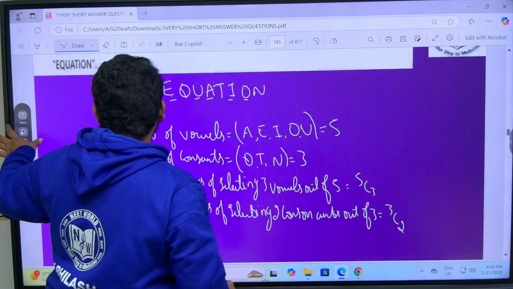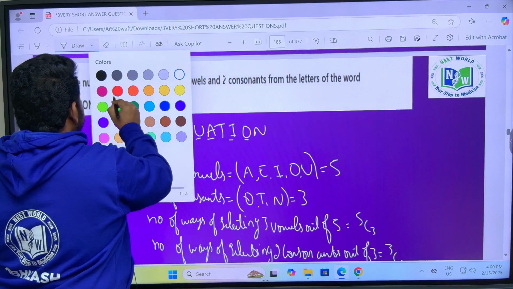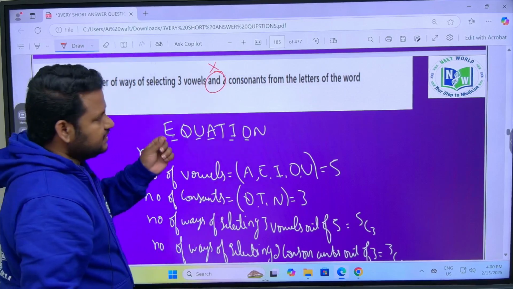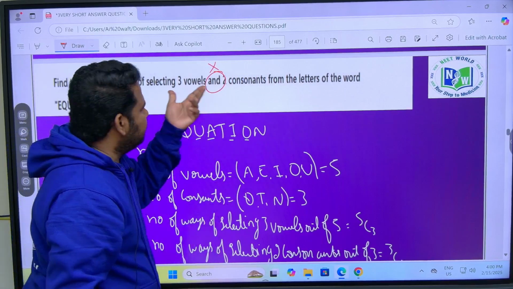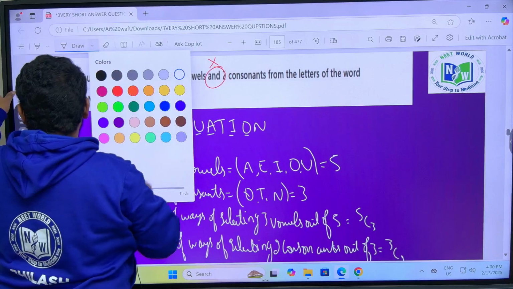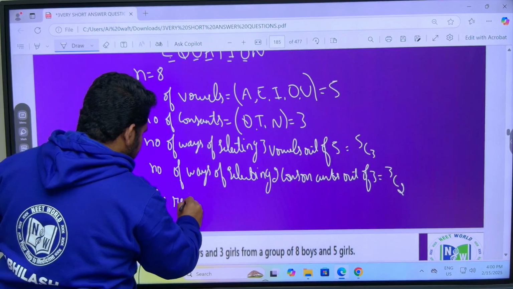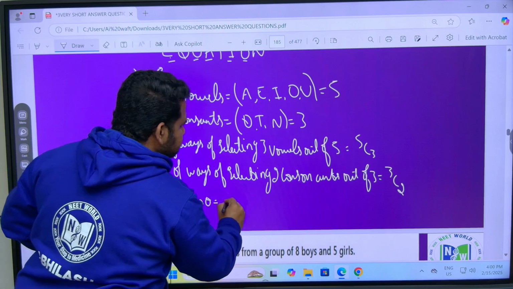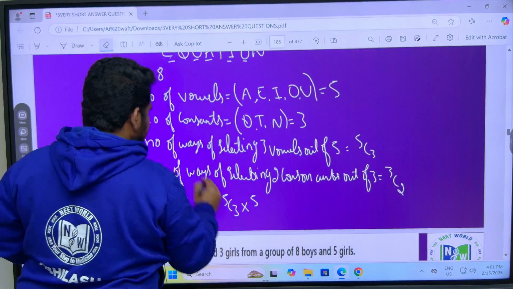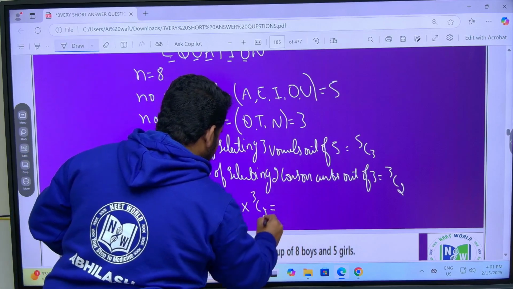So what is the required number? The number of ways of selecting 3 vowels, and here the word is "and". If it is "and", you must understand it is multiplication. If it is "or", it is plus. If it is "and", it is multiplication, from the letters of the word EQUATION. So the required number is equal to 5C3 into 3C2.